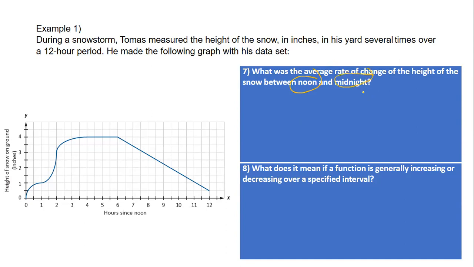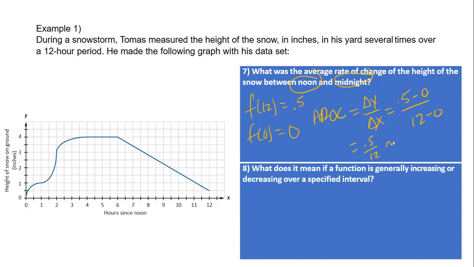So from noon to midnight, right? That means I need to find f of 12 and I need to find f of 0. What was f of 12? 0.5, and f of 0 was 0. So to find my average rate of change, that's going to equal the change in my y over the change in my x, correct? Change means I'm subtracting. So we have a half minus 0 over 12 minus 0. That's going to give me 0.5 over 12, which is approximately 0.041 inches per hour. Make sense?